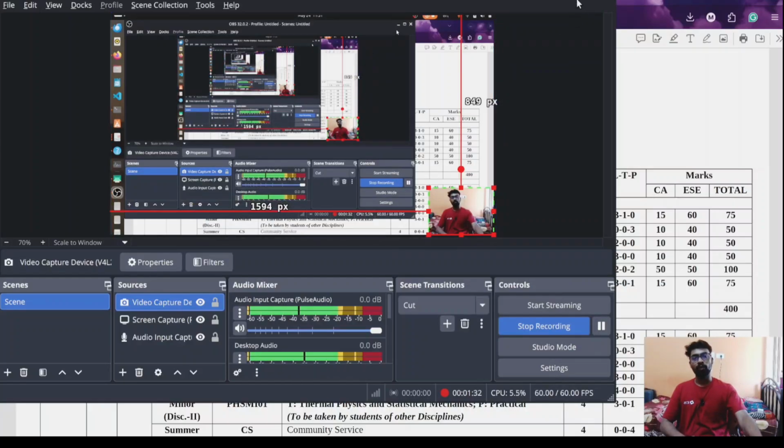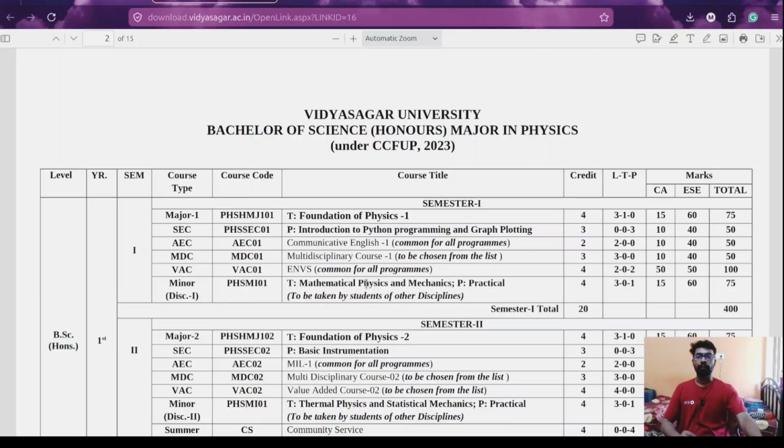So first of all, this is the syllabus of Vidyasagar University, Bachelor of Science in Honors, basically Major in Physics course, okay. So I'm going to discuss here only the first semester syllabus, okay, only the first semester syllabus.